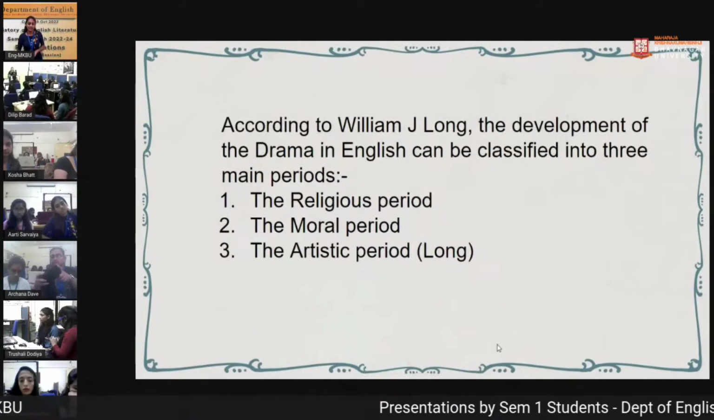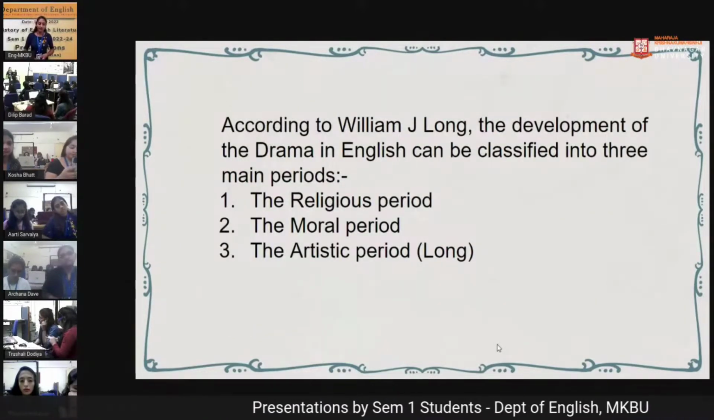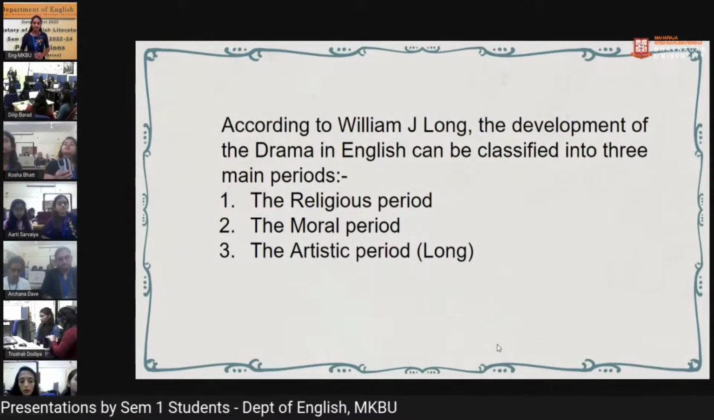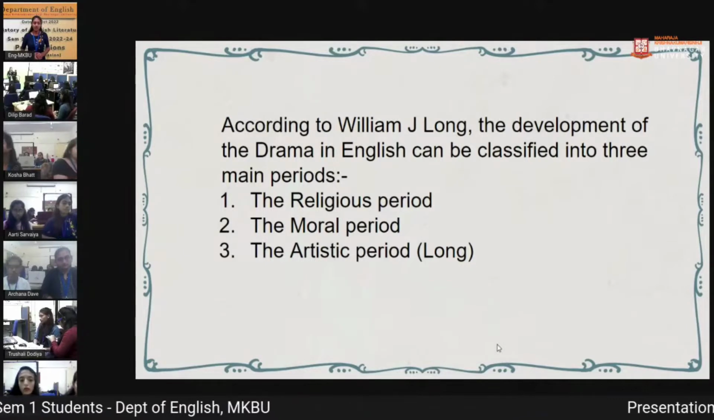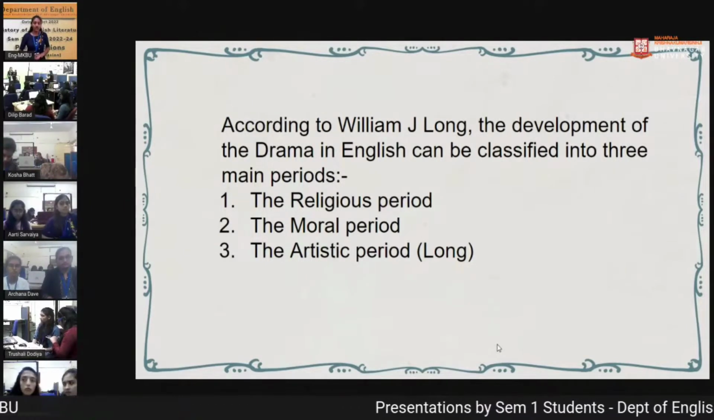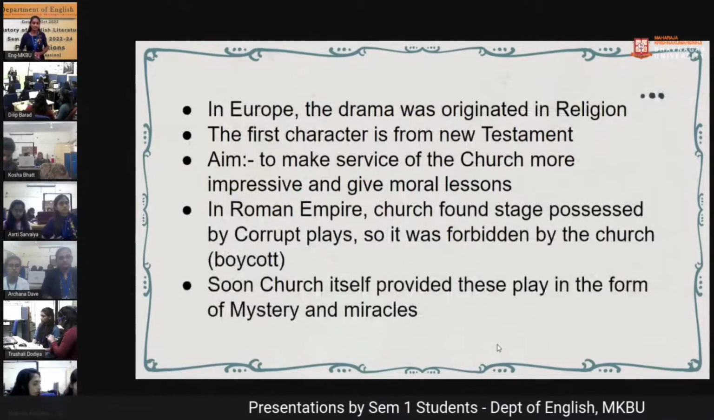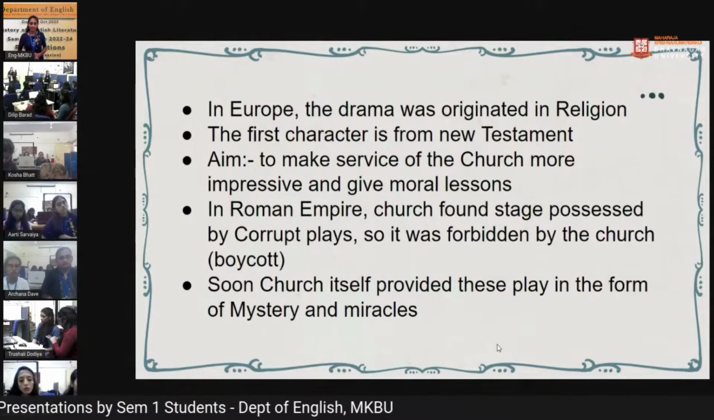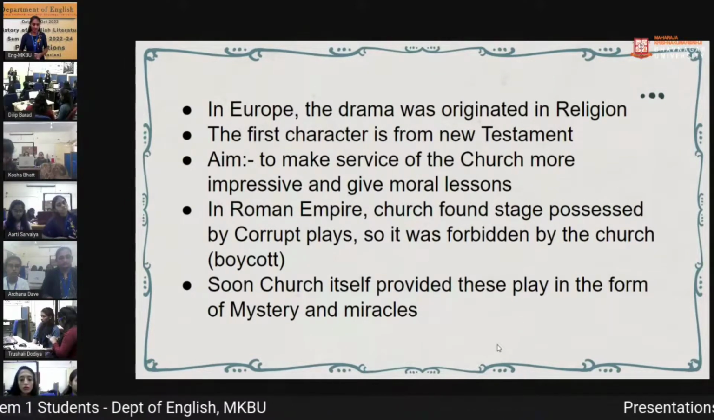According to William J. Long, the development of the drama in English can be classified into three main periods: the religious period, the moral period, and the artistic period. So, what is the early stage of drama? In Europe, drama originated in religion. It was started by religious activities.